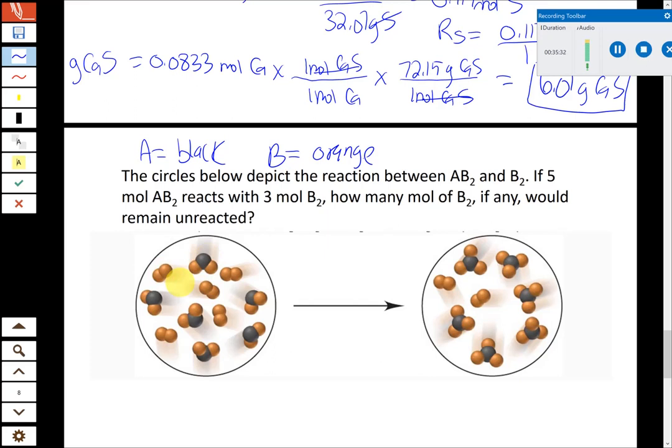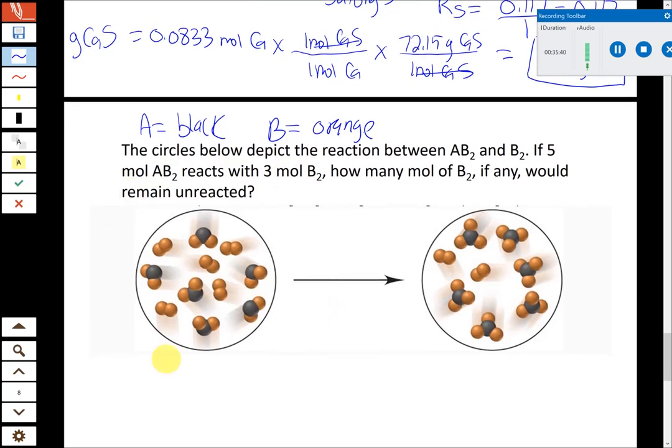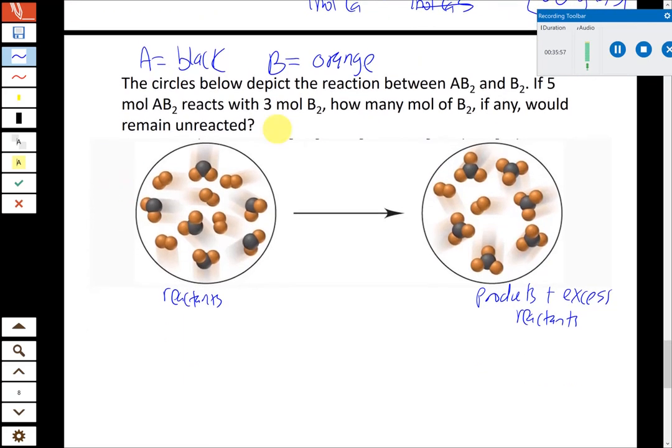And in this problem, we don't want to actually use these pictures too much to read into the numbers here. What we want to use the pictures for is to find a balanced equation. So these are reactants, and this is the products plus excess reactants. So in this case, there are excess reactants present because we still have some B2 left over. But the point of all this is we want to figure out what is the chemical equation here. So we see that the only new product that we're forming on this side is AB3, right? So we start with AB2 and B2, and then we're forming AB3, 1 atom of A, 3 atoms of B, so that's our product.